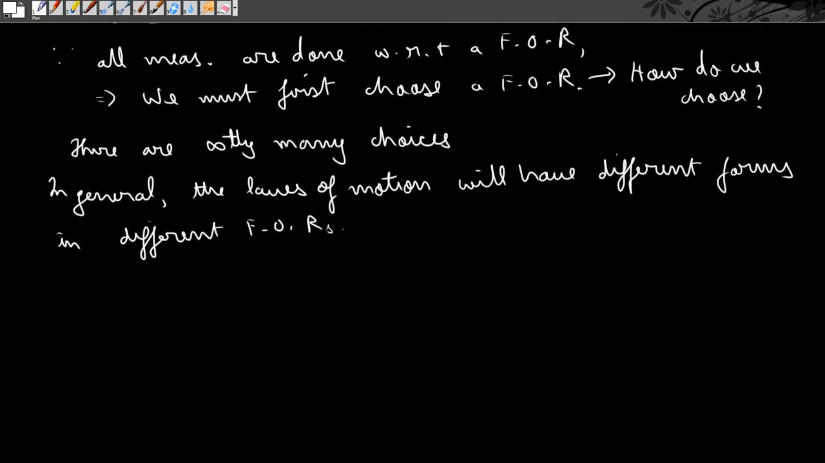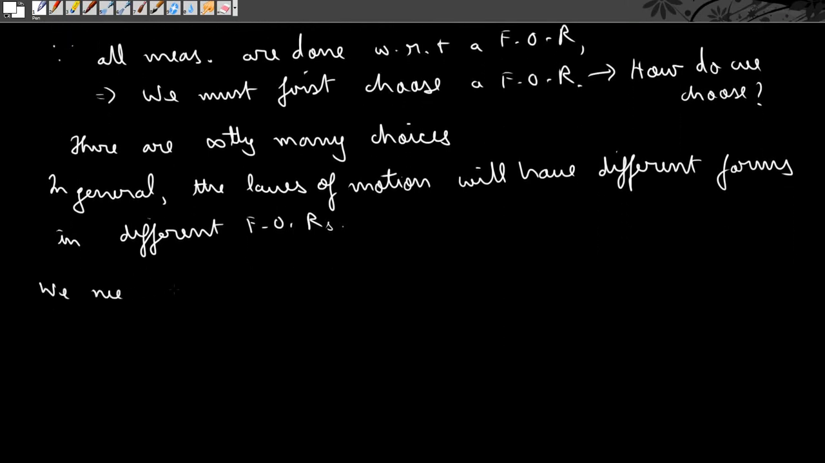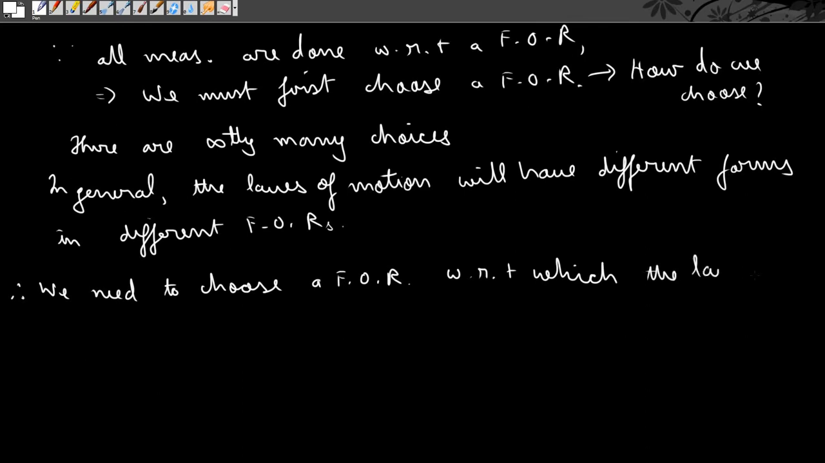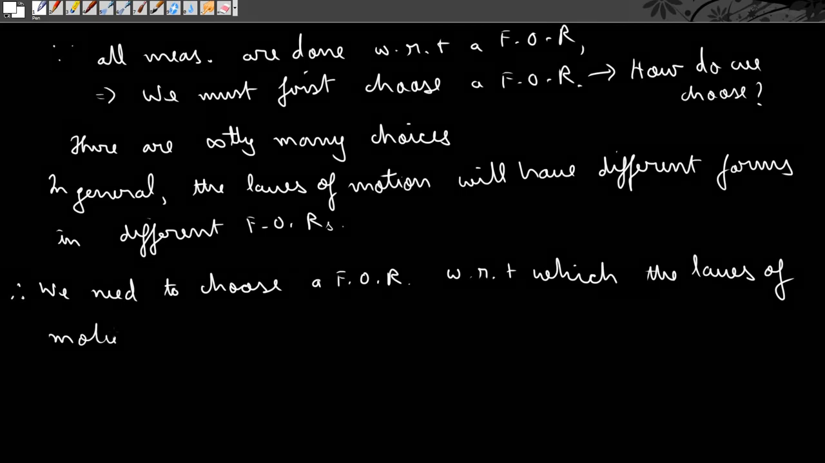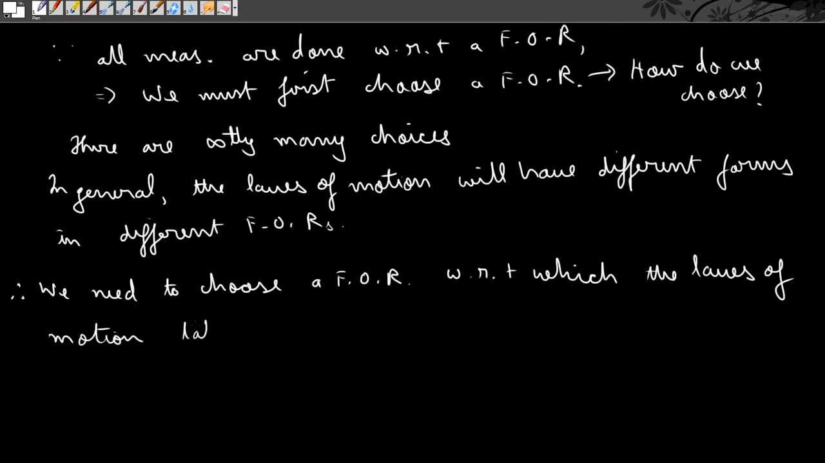And the obvious answer would be that we need to choose a frame of reference with respect to which the laws of motion take the simplest form. Otherwise, we will simply make all of the calculations more complicated. So therefore, we will choose a frame of reference with respect to which the laws of motion take the most simple form, because this is the most reasonable thing that we can do.